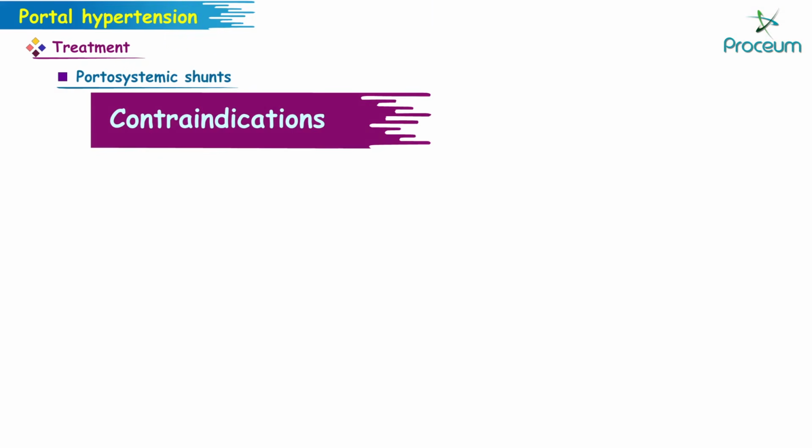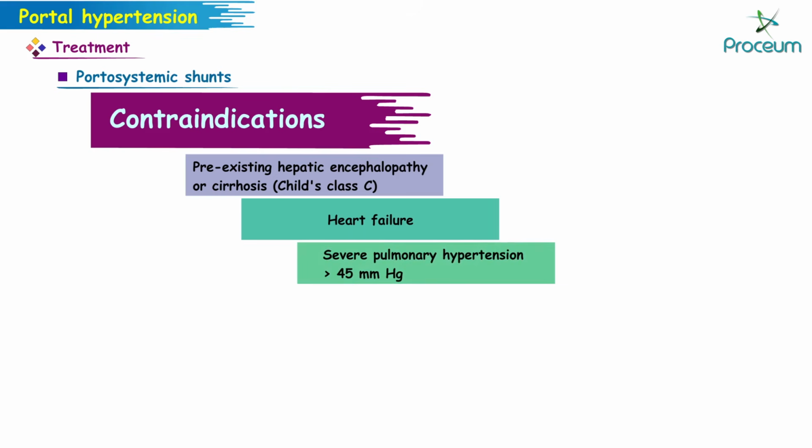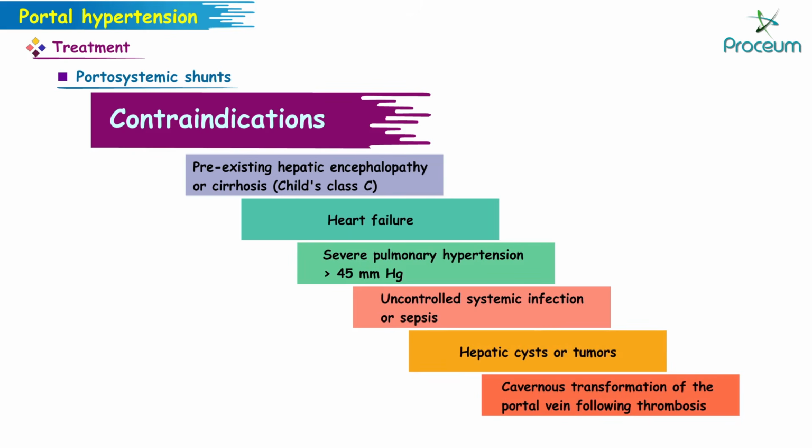Contraindications for TIPS: pre-existing hepatic encephalopathy or cirrhosis, as per the Child's Class C, patients with heart failure, severe pulmonary hypertension with pressures more than 45 millimeters of mercury, uncontrolled systemic infection or sepsis, and hepatic cysts or tumors along with cavernous transformation of the portal vein following thrombosis are all contraindications for TIPS procedure in patients with portal hypertension.